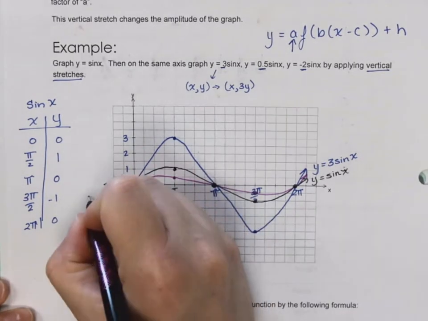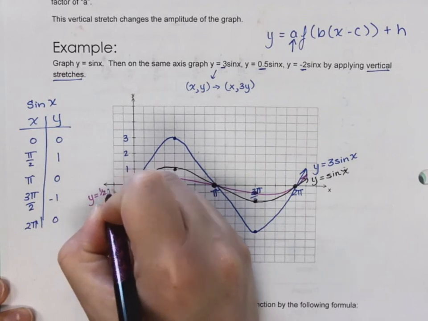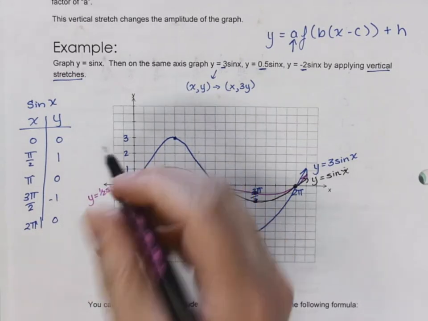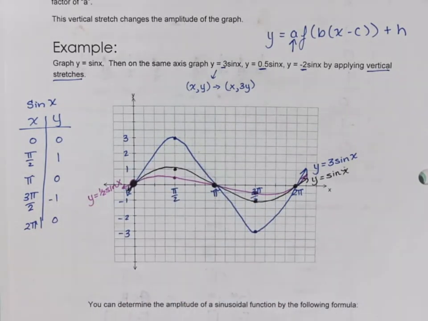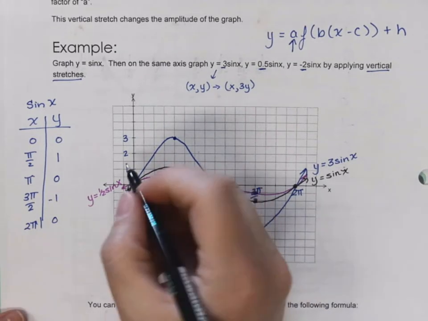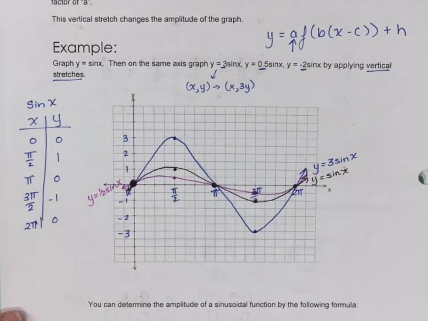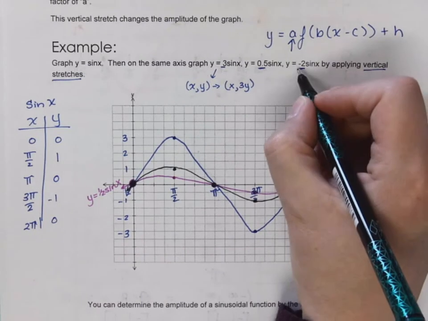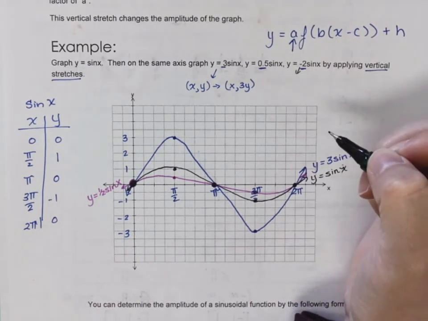I'm running out of room. I'll label it over here. Y equals 1/2 sine x. Okay, the last one, -2. 0, 0 still doesn't change, so my dot's just going to get bigger. So now I'm taking my amplitude of 1 and I'm timesing it by -2.